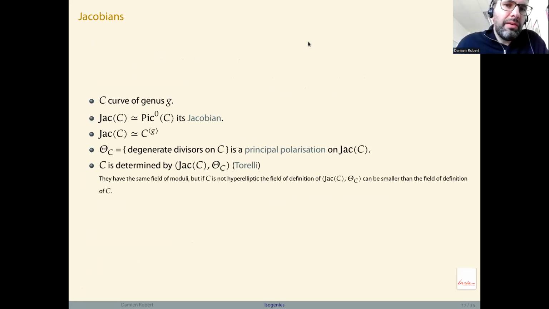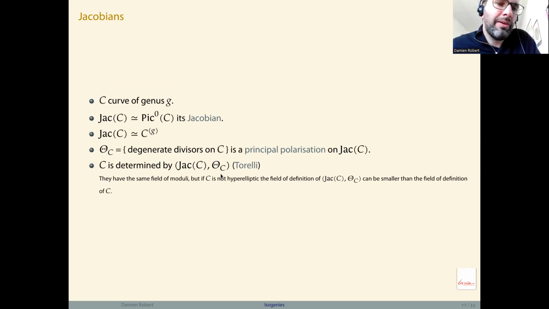There is a particular case where we have a principal polarization, which are Jacobians. So if C is a curve of genus g, the Jacobian by definition is Pic^0. So it's birational to C to the symmetric power of g. And if you look at the locus of all degenerate divisors on C inside Jac of C, it's a divisor which corresponds to the principal polarization. And the nice thing is that C is completely determined by its Jacobian and the corresponding principal polarization.